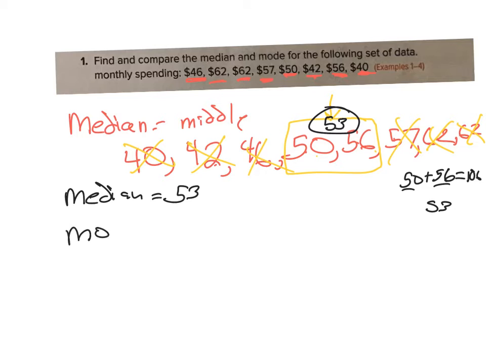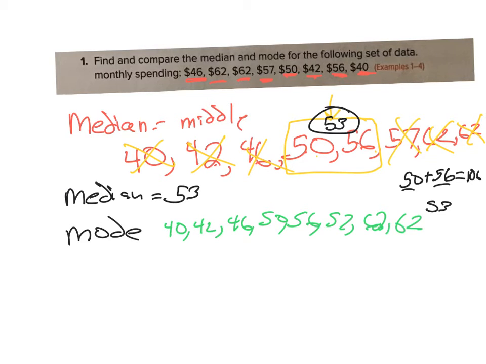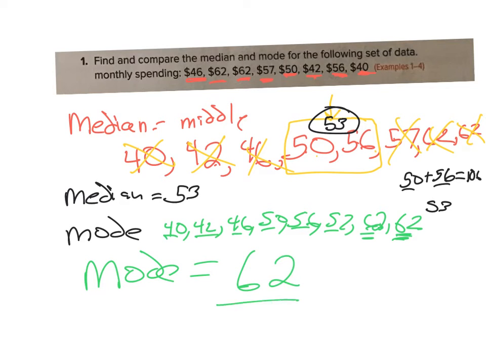Okay. Now mode is the one used most often. So let me write out the numbers again. So I had a 40, a 42, a 46, a 50, 56, 57, 62, and 62. Which one is used the most? Well, this is used once. This one and this one, they're twice. So my mode equals 62. And that's how you find the median, which is the middle, and the mode, the one that's used the most. Okay? One more practice.